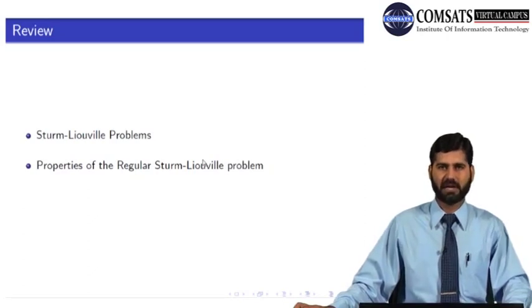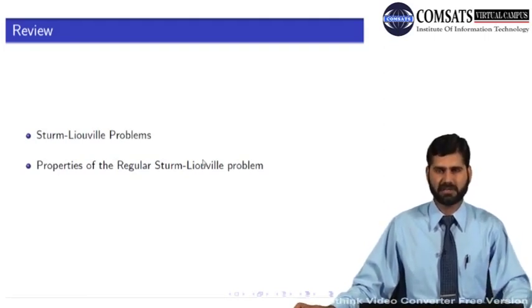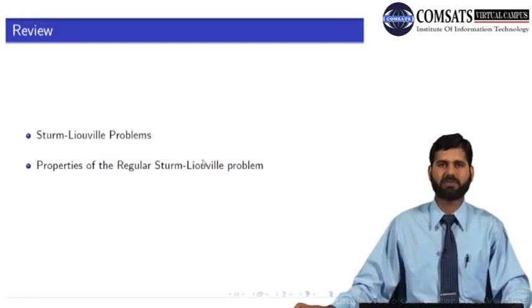So we actually solved 3 examples last time, SL problems with different boundary conditions. We discussed 3 cases in each example: lambda negative, positive, and equal to 0, and we saw that we got different eigenvalues and eigenfunctions.